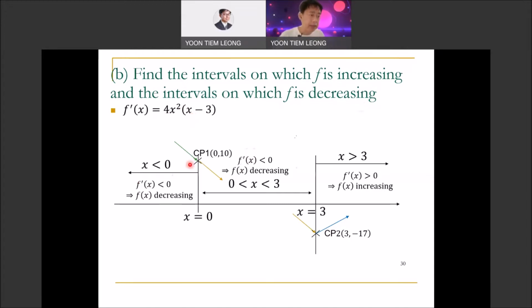In this case, x is less than 3. So whether x is less than 0 or x lies on the right-hand side of 0 but less than 3, on both sides of x = 0, f prime will still be negative. Therefore, there's no change in the sign of f prime. So if you use the first derivative test, that would mean that CP1 is neither a local maximum nor a local minimum.